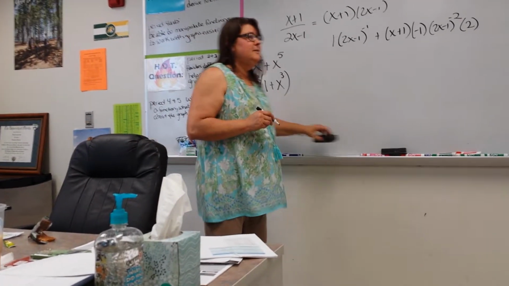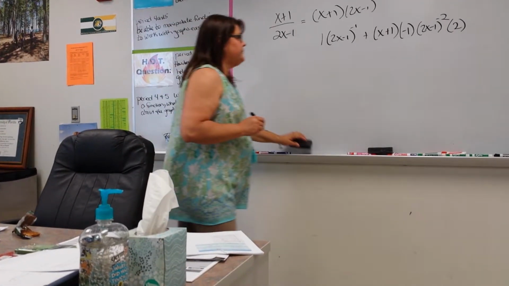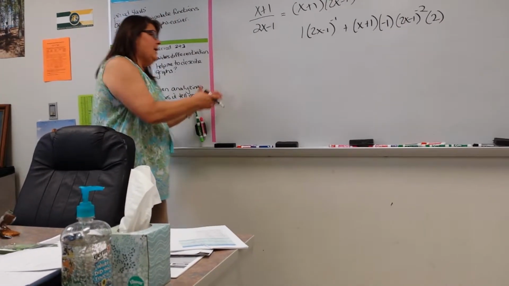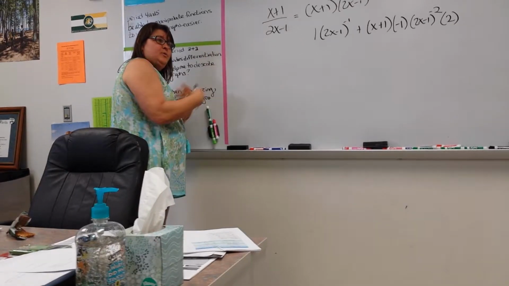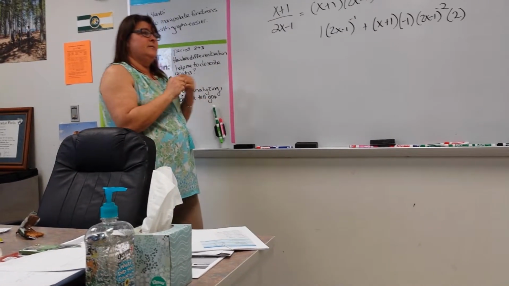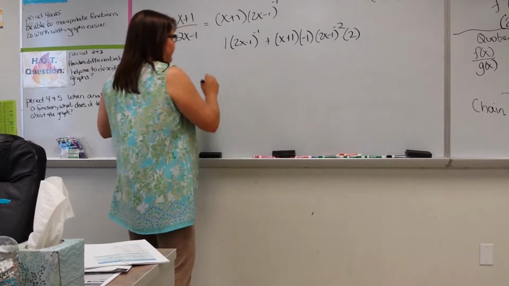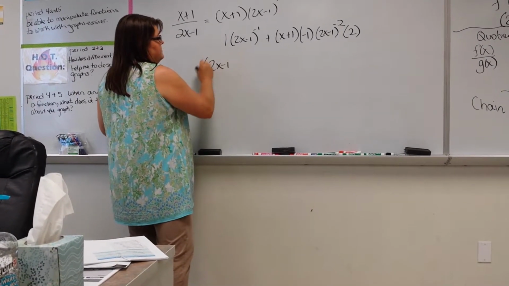Okay, so let me blow your mind a little bit here. Remember how we did this: we looked for the smallest thing they had in common and pulled it out. Over here, what's the smallest thing that they have in common? 2x minus 1 to the negative 1.